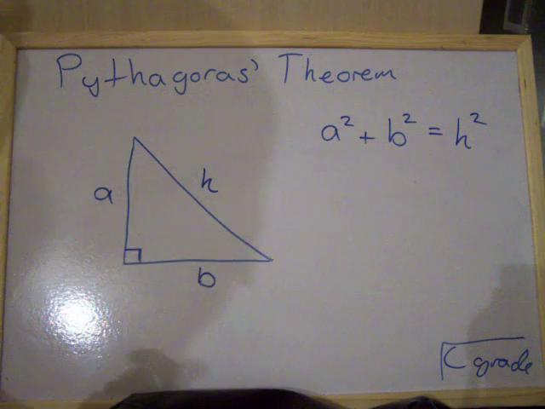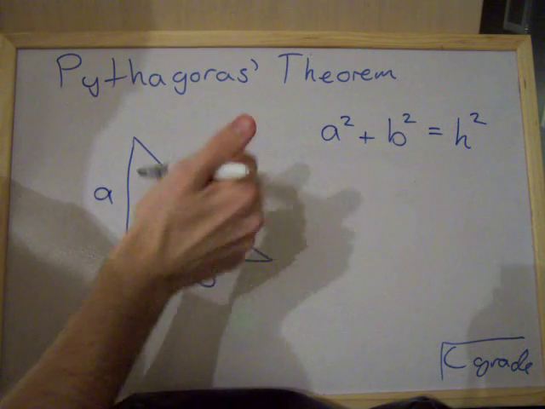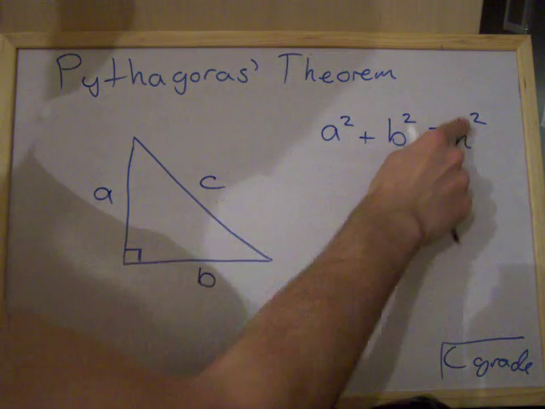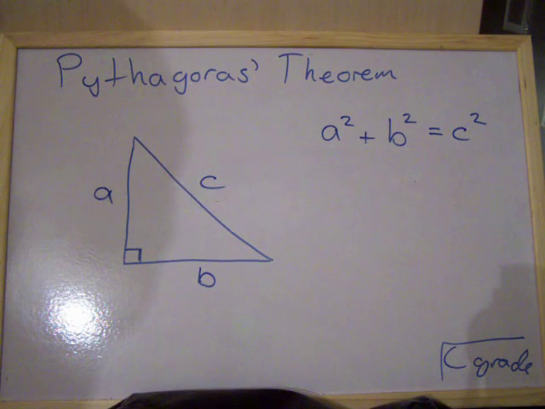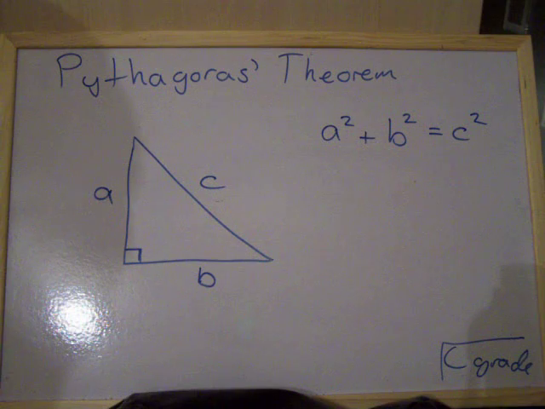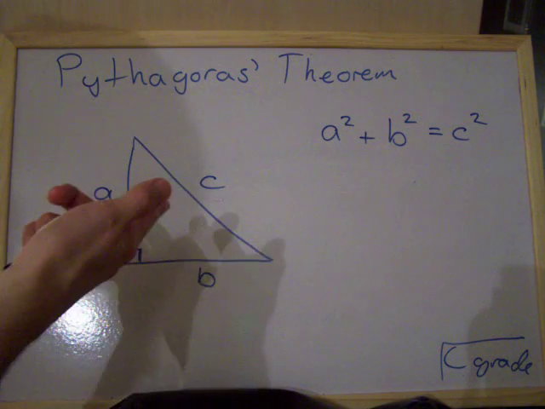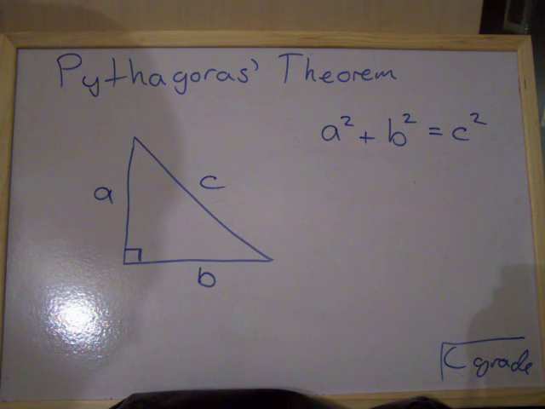Now, I don't know why, but a lot of people use the hypotenuse as C, so the formula becomes A squared plus B squared equals C squared, but it's very annoying. You should think of it as H, it's the hypotenuse. Anyway, small gripe I have.